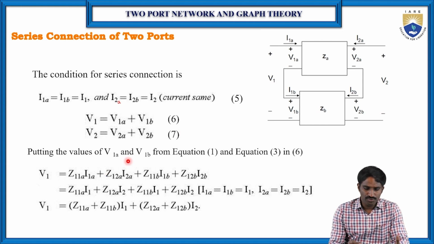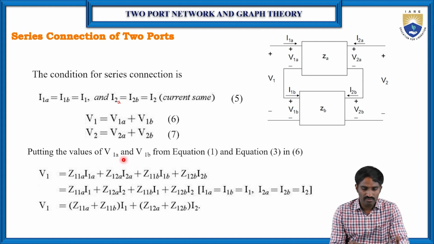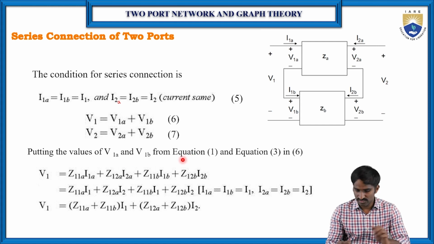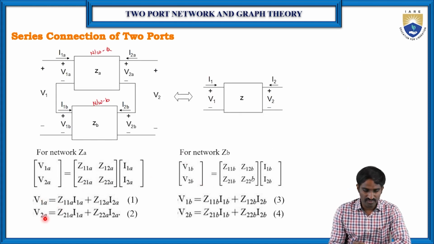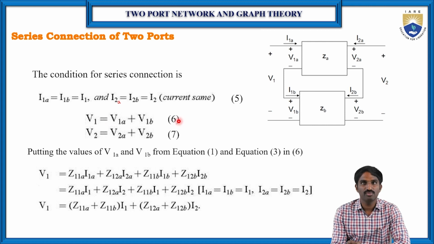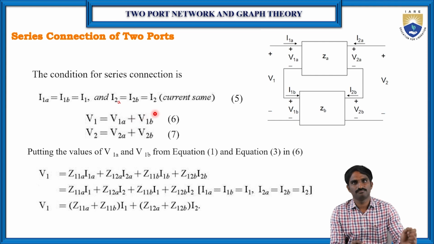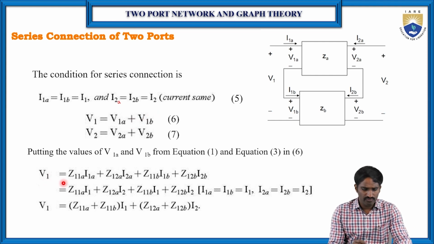Then substitute the values of V1A and V1B from equation number 1 into equation number 6, because equation number 6 is V1 is equal to V1A plus V1B, right? Then V1 is equal to, just substituting the value of V1A, Z11A into I1A plus Z12A into I2A, plus the V1B value, Z11B into I1B plus Z12B into I2B.